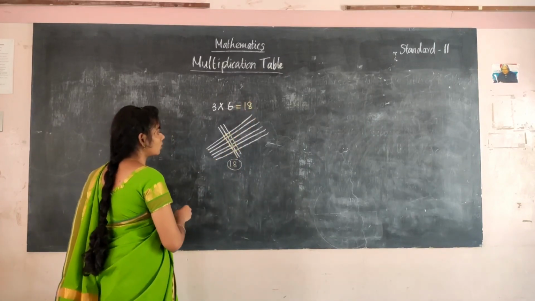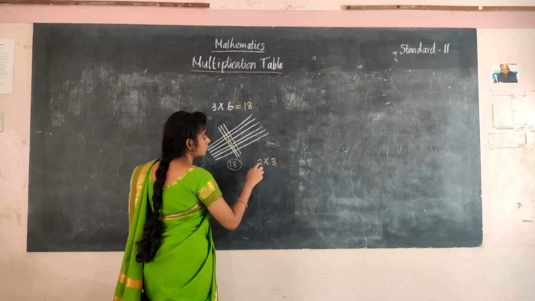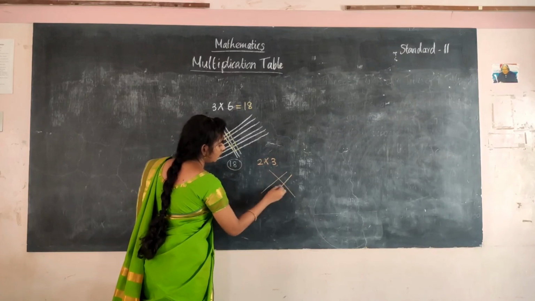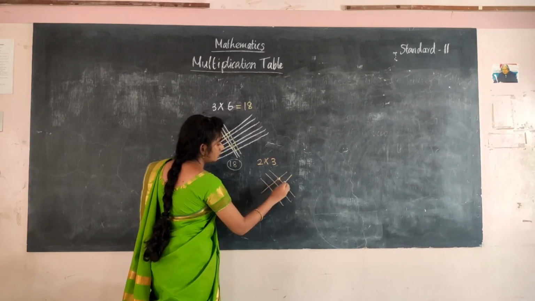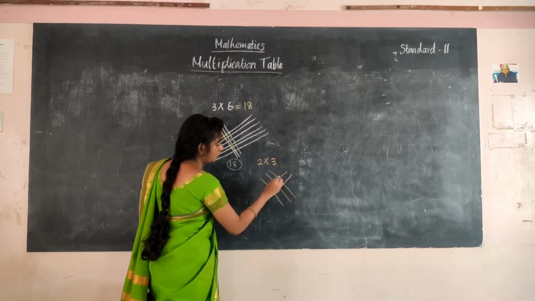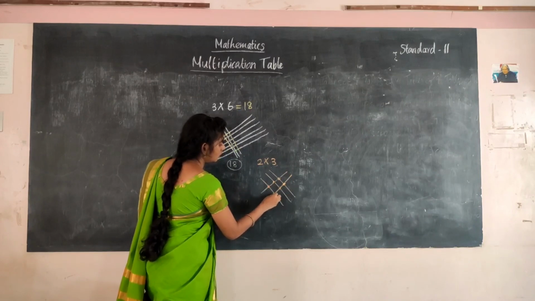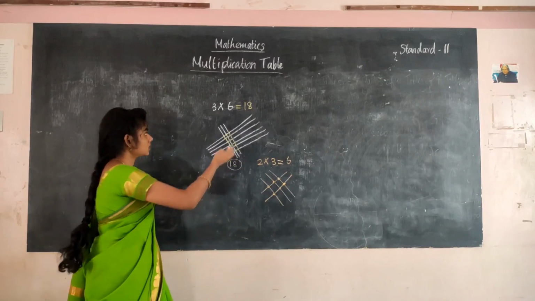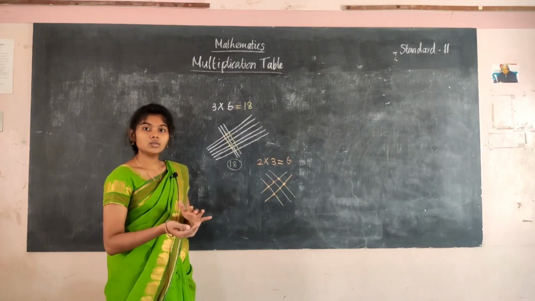If it is 2 cross 3, how will you find? First draw 2 lines, 1 and 2, and then 3 means 1, 2, 3. So now find the points in between here, where the 2 lines cross, the intersecting points. Here 1, 2, 3, 4, 5, 6. So totally 6. So the answer is 6. 2 3s are 6. As we know from the multiplication table, this is also another way, using the lines I have taught you. So you are going to do one activity now.